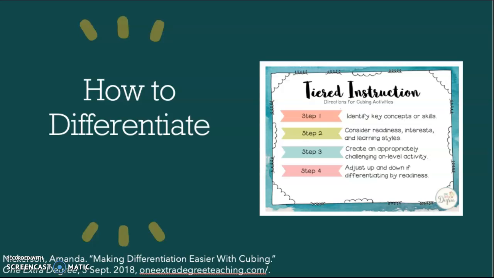The next step, I would create an appropriately challenging activity. So I would create my first cube. I would create it on a very base level. This is a proficient level. This is what they need to know. And then I would go from there, and that step forward, I would adjust more cubes to be up or down by differentiating, so I could do it by their readiness.